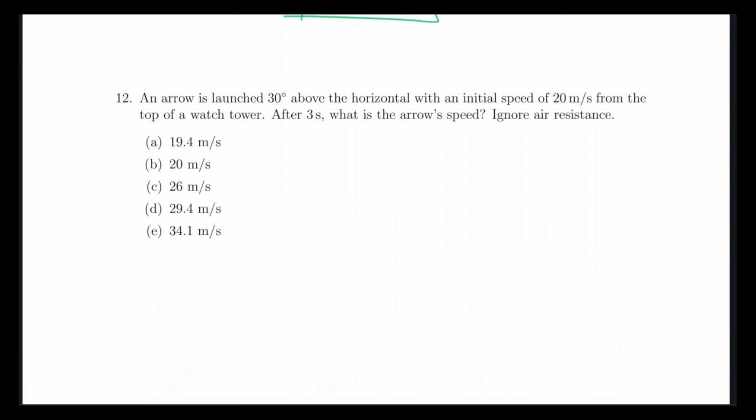Okay, more projectile. An arrow is launched 30 degrees above the horizontal with an initial speed of 20 meter per second from the top of a watchtower. So from here, this guy is launched something like this. This is 30 degrees and this is 20 meter per second. After 3 seconds, what is the arrow speed?